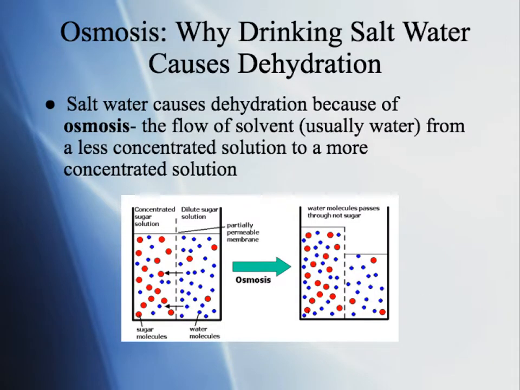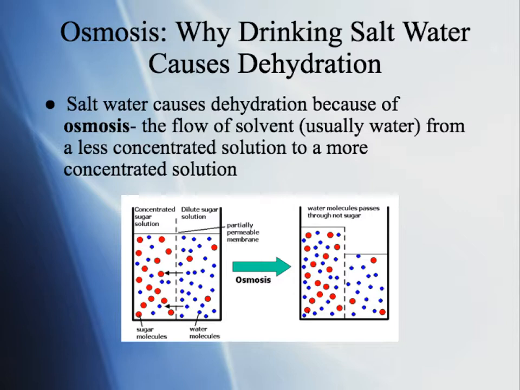The last thing we're going to talk about when it comes to solutions is osmosis. Why drinking salt water causes dehydration. So you're out in the ocean, on a boat or playing in the ocean, and you get thirsty and there's water all around but not a drop to drink, because it's all salt water. Salt water is going to cause dehydration because of osmosis.